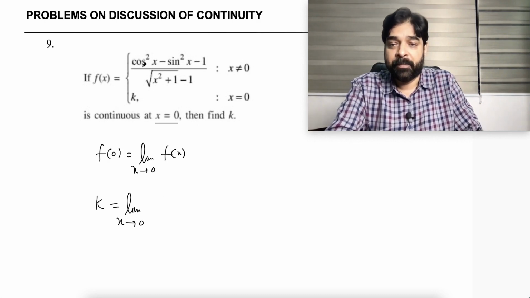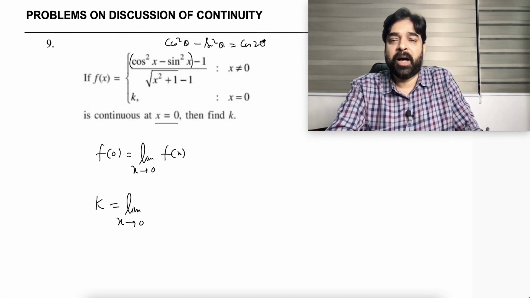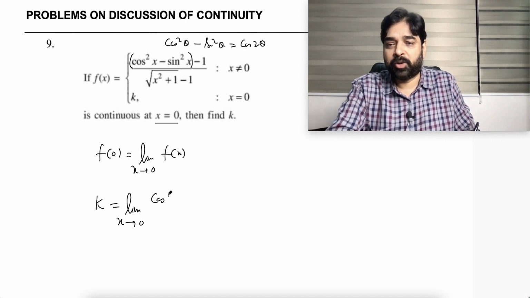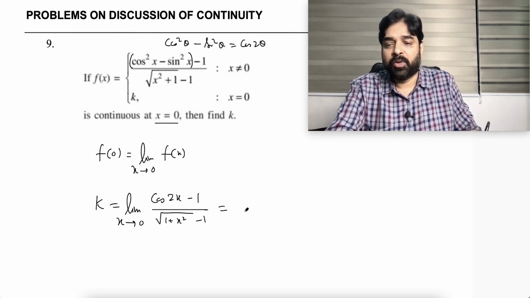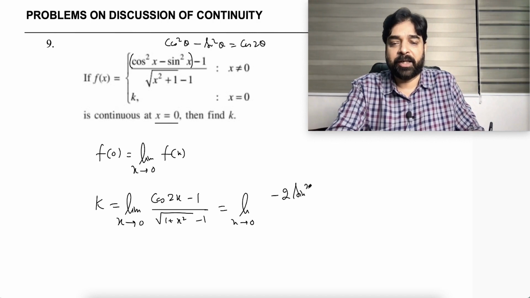Drastically, we are going to use the limit of cos square x minus sin square x. Look carefully. Cos square theta minus sin square theta is always cos 2 theta. So this can be written as cos 2x minus 1 divided by root over 1 plus x square minus 1. So this will be equal to limit x approaches 0, and cos 2x minus 1 will be minus 2 sin square x, divided by root of 1 plus x square minus 1.